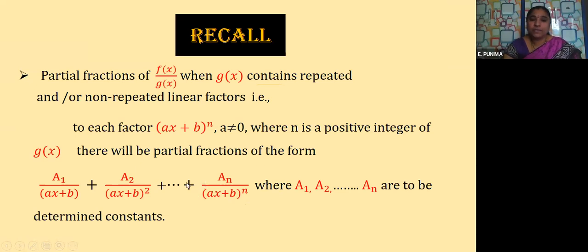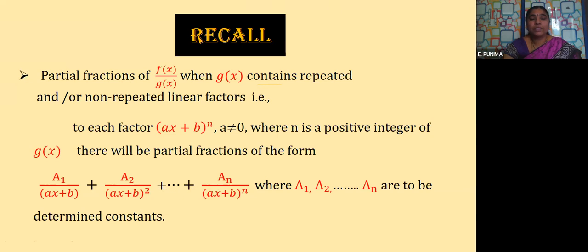Let us see here, children, once again what this is. If any fraction f of x by g of x is there, where g of x is having a repeated linear factor, means ax plus b whole to the power of n, what does this n represent? How many times the linear factor is repeating. So then partial fractions will be of the form a1 by ax plus b plus a2 by ax plus b whole square plus so on an by ax plus b whole to the power of n. Means whatever is the n value, that many partial fractions we get for each linear factor which is repeating. So this is the rule we learned in the last session.